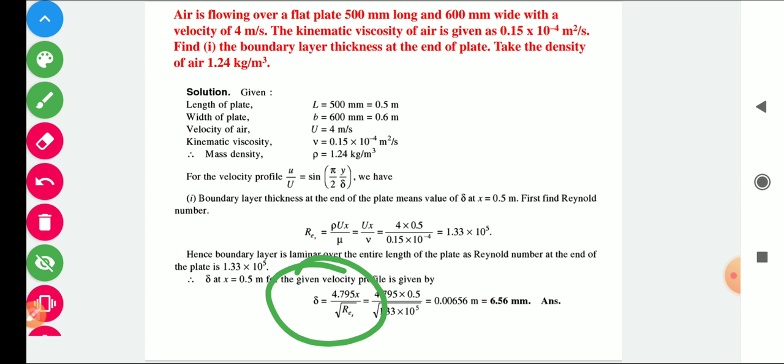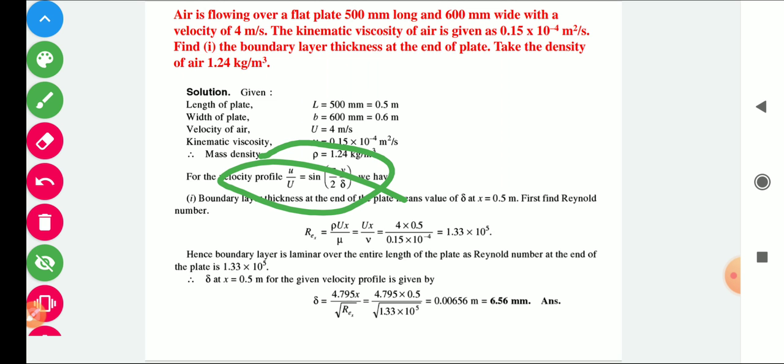This value is actually a constant which depends upon the flow pattern of the fluid. So in the exam I will give the value of this constant, and you use that. If you look at the previous numerical, this value varies from problem to problem, only because it depends upon the flow pattern. For example, in this numerical the velocity profile is this one, and for this velocity profile the value of the constant is 4.795.